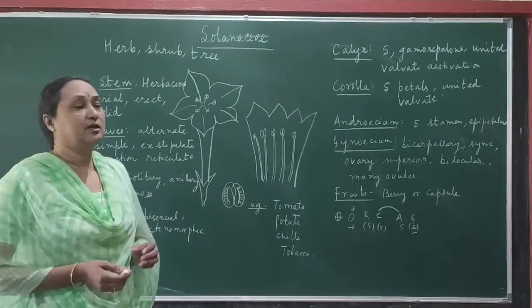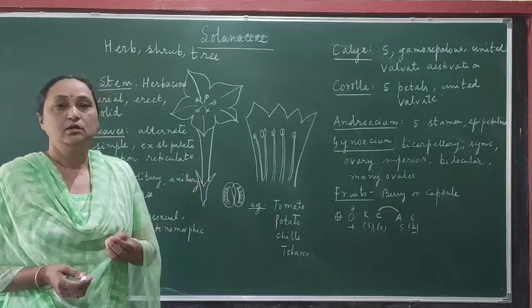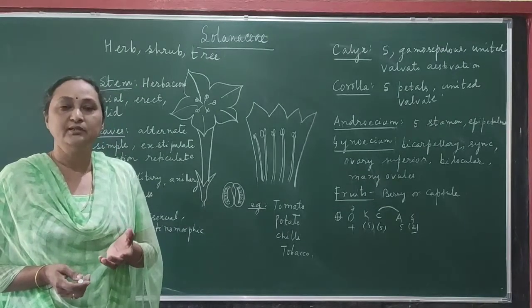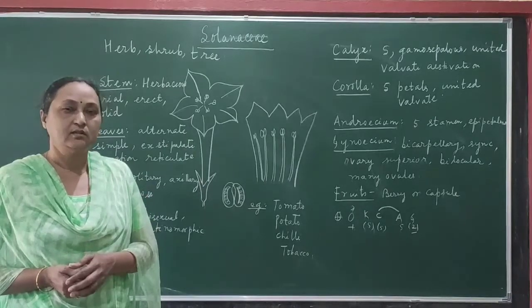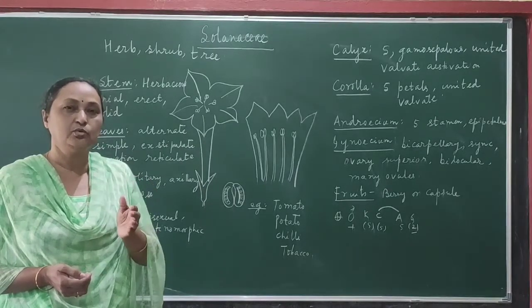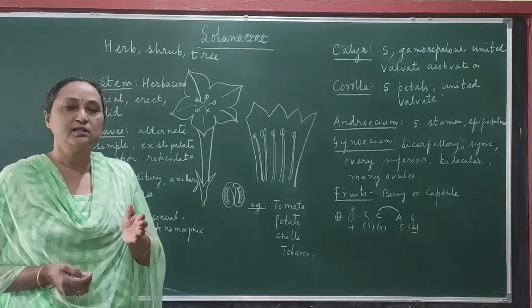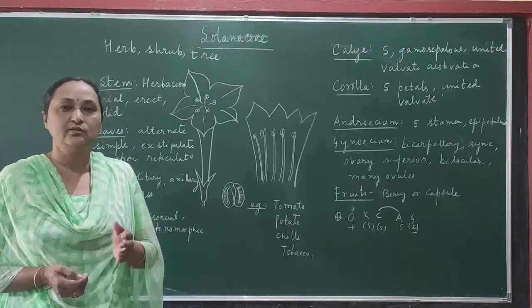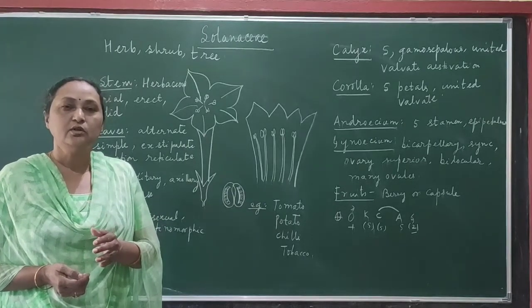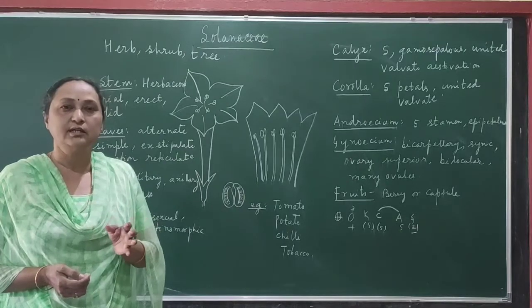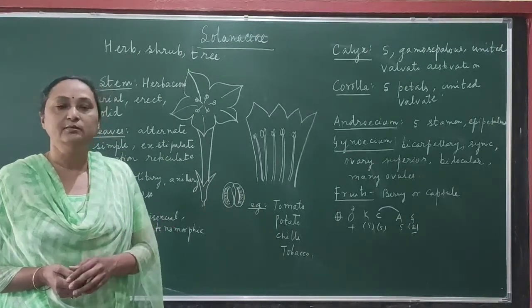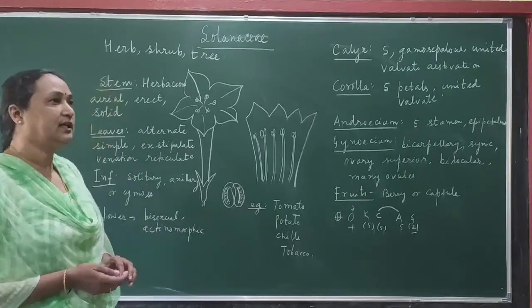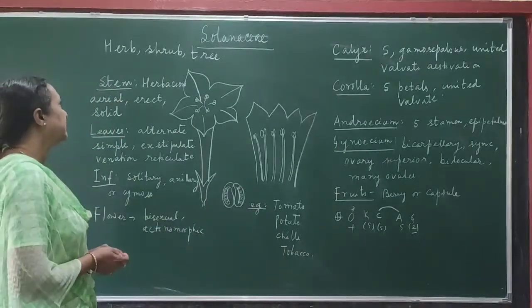Suppose one plant is given to you and you have to find out to which family the plant belongs. Then you have to study each and every character, starting from the stem, root, leaf, inflorescence, flower, calyx, corolla, androecium, gynoecium, root. So all the characters we need to study if we want to identify to which particular family the plant belongs. So what are the characteristic features of the Solanaceae family?